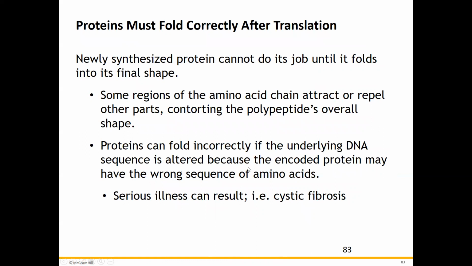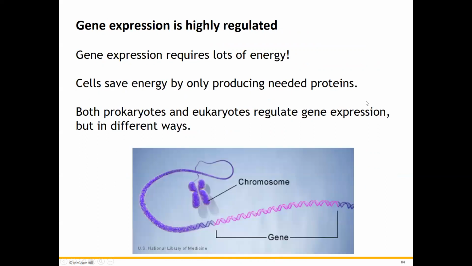If the sequence has different nucleotides, then the encoded protein may have the wrong sequence of amino acids, and it therefore wouldn't function properly. And they give you the example of cystic fibrosis. Cystic fibrosis is a deadly, deadly disease.